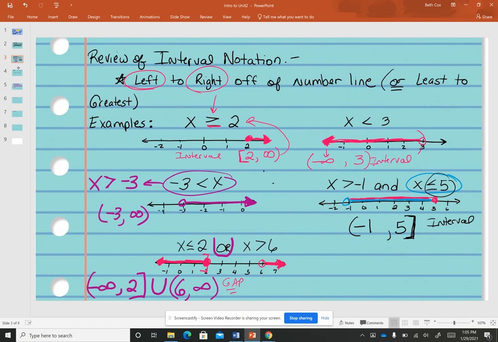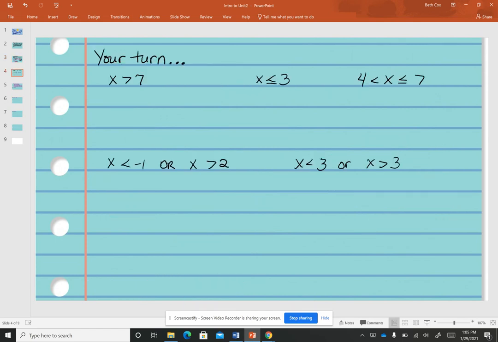Interval notation is hard for some students. So stop the video right now, copy these down, and see if you can do those real quick. And then we'll come back to them and see if you got them right on the next video.